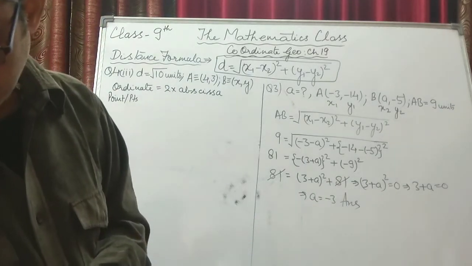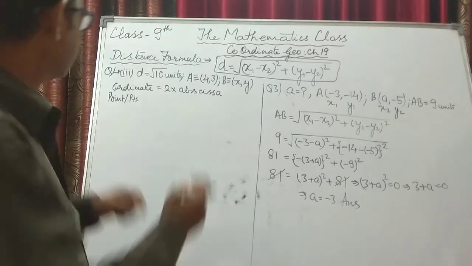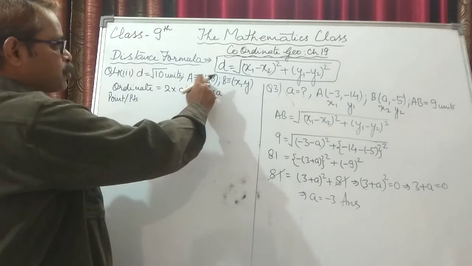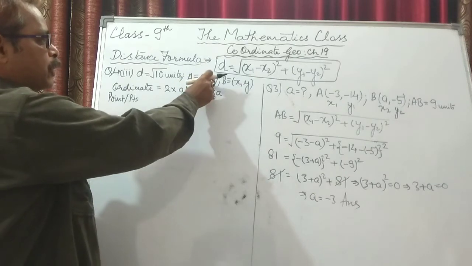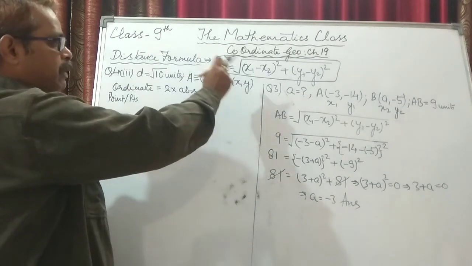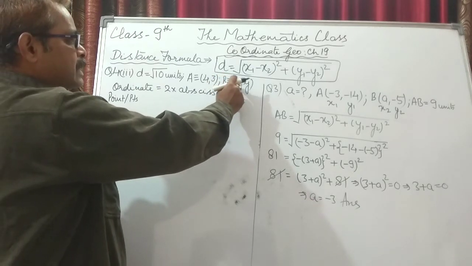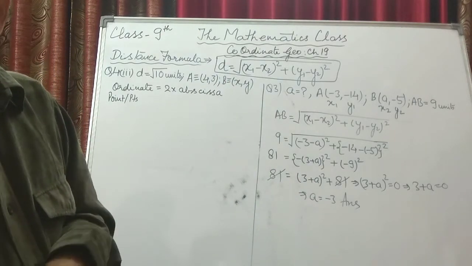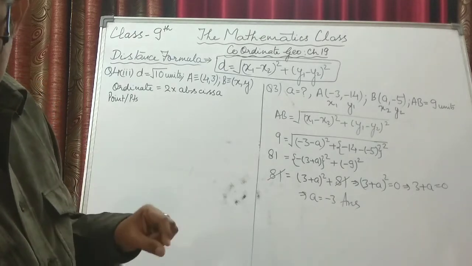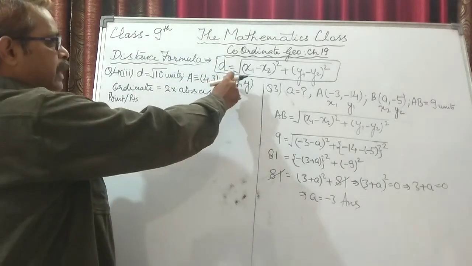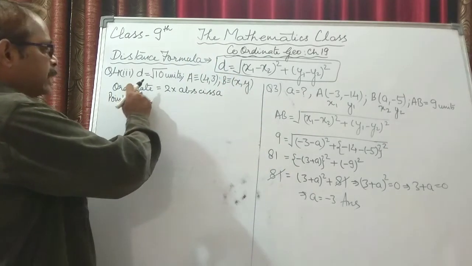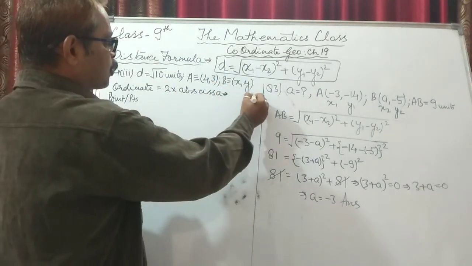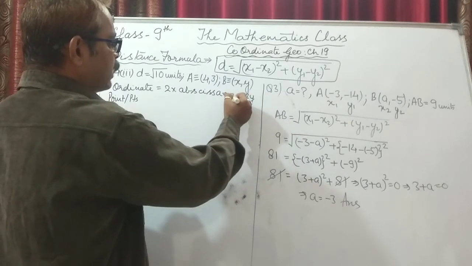Then they say which are at a distance of root 10 units from a point whose coordinates are (4, 3). So I have taken this point (4, 3) as a point A, and the second point that we have to find, I have taken its coordinates as (x, y). Then one more thing is given: the ordinate of the point is twice the abscissa. Means the point that we have to find, its ordinate is 2 times its abscissa. We know that abscissa is written by x, so y is equal to 2 times x.